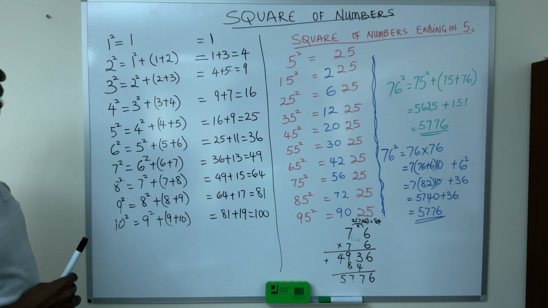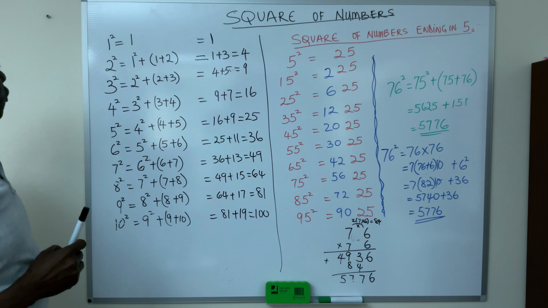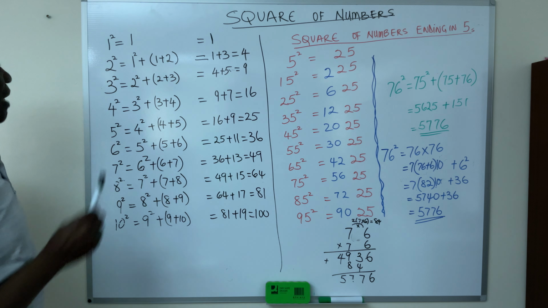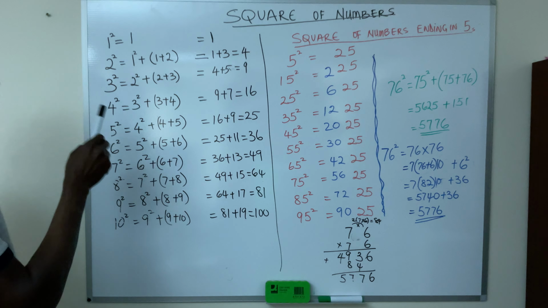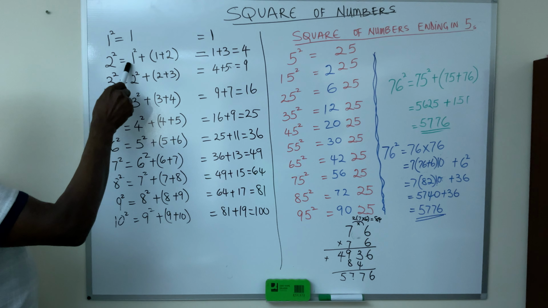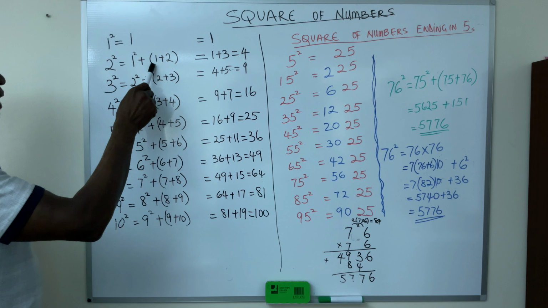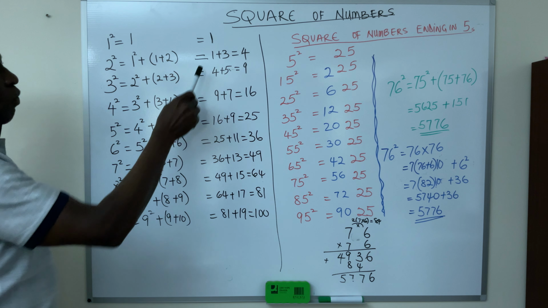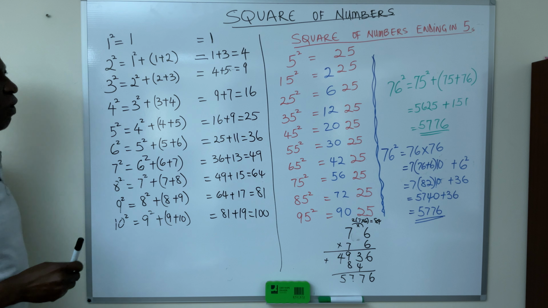The square of numbers. If you square 1, the result is 1, and we have it here. If you square 2, the result is the square of 1 plus the sum of 1 and 2. That gives 1 plus 3, which is equal to 4.